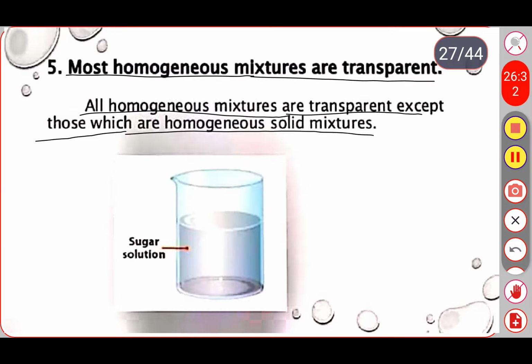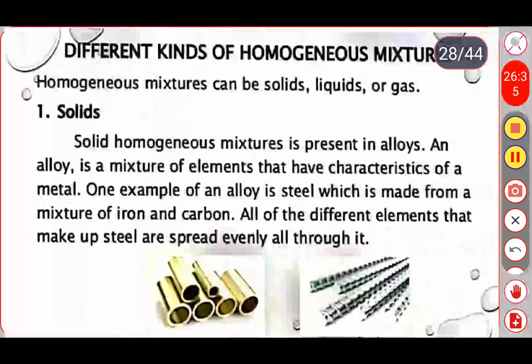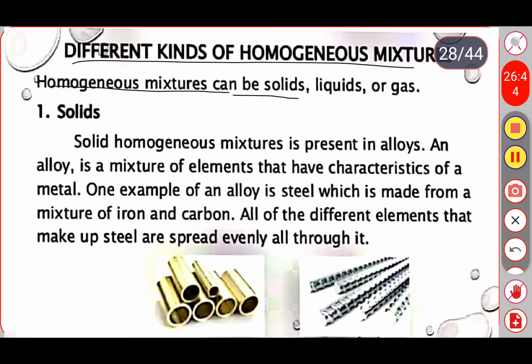See the next one, the different kinds of homogeneous mixtures. Homogeneous mixtures can be solid, liquid or gaseous. We already discussed these things. First one, solid. Solid homogeneous mixtures are present in the form of alloys. Alloys are homogeneous mixtures. Especially all the alloys are homogeneous mixtures. It means we combine the same type of metals.